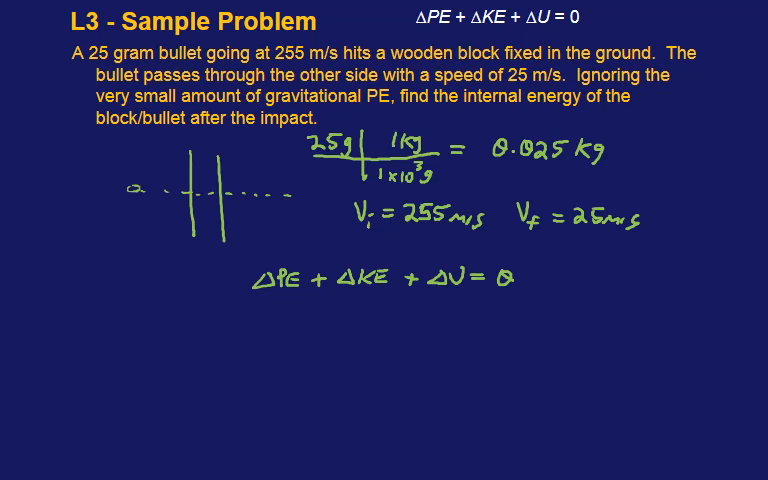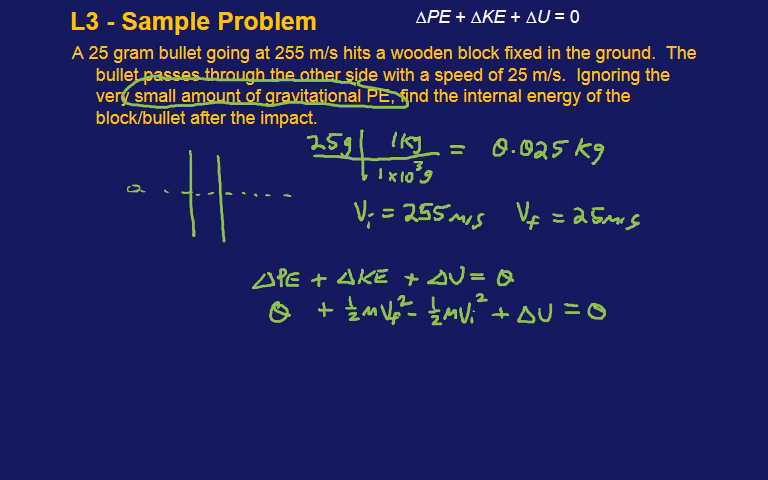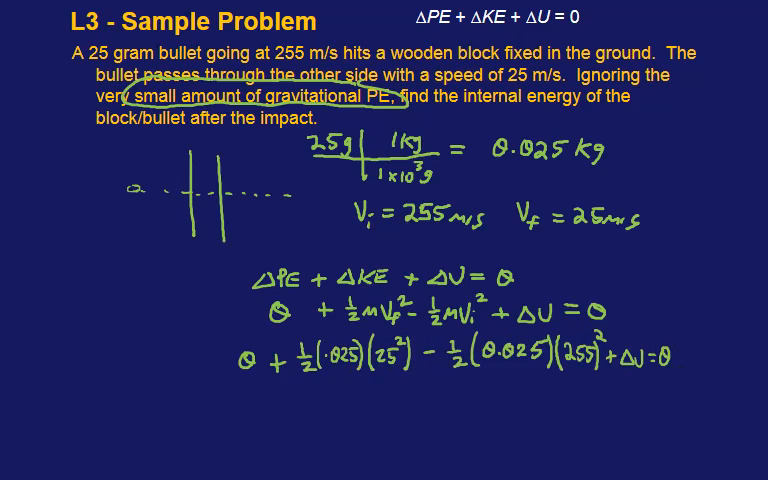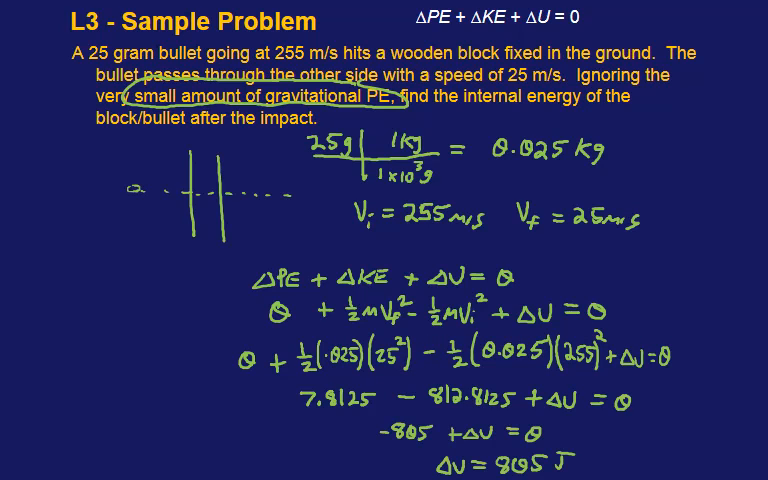So when we set this up, there's a small amount of gravitational potential energy change, negligible. So we can leave that as 0, and then we have our kinetic energy changing and relating to the change in internal energy. And so we've got the difference there, and we'll end up getting an internal energy increase of 805 joules. So that would be the increase in the internal energy of the block as well as the bullet itself, considering the internal energy increase of both of them.